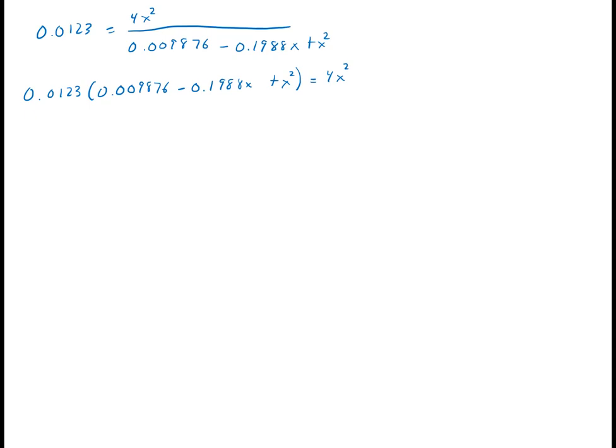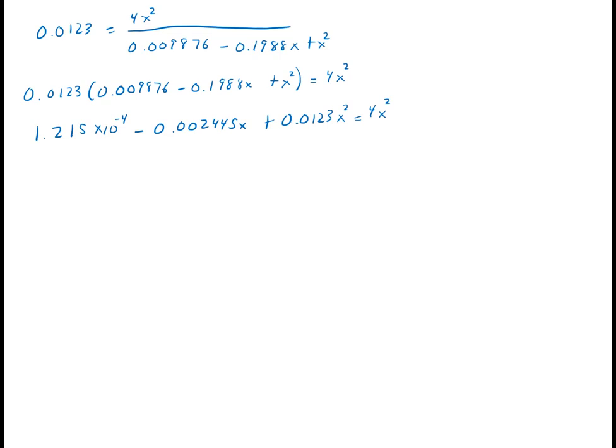So now I need to distribute this term out. So when I multiply this times that, I get 1.2215 times 10 to the minus 4th. 0.0123 times the 0.1988 gives me a negative 0.002445x. And 0.0123 times 1 is 0.0123 x squared is equal to 4x squared.